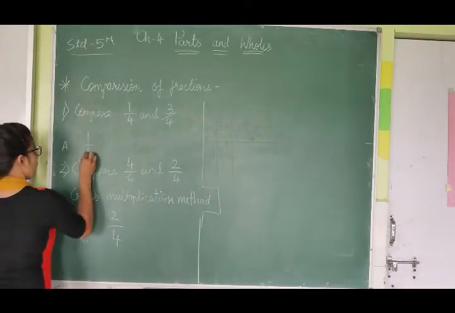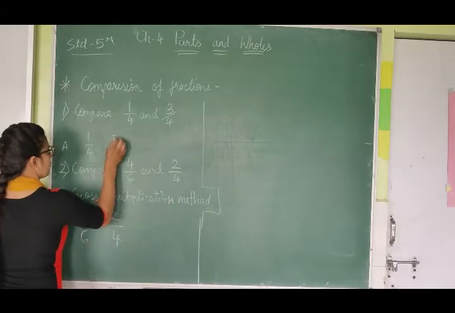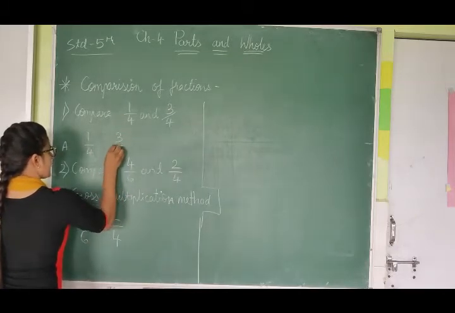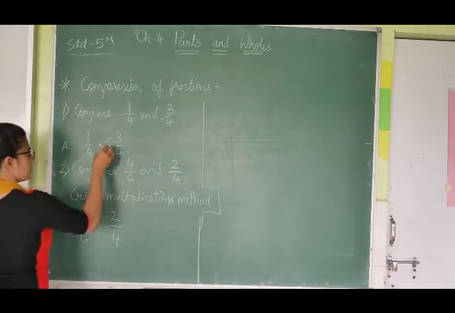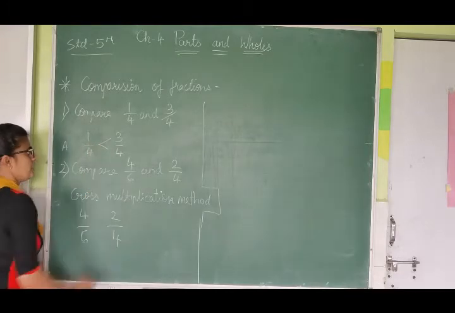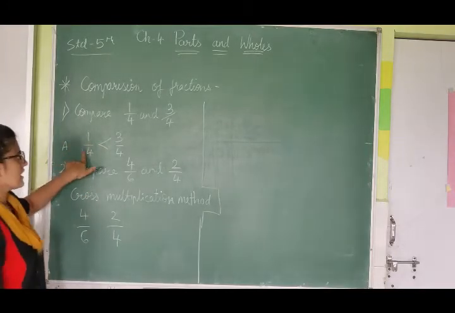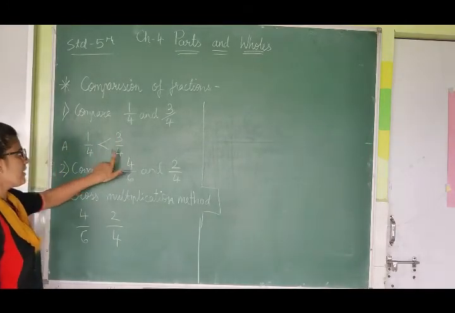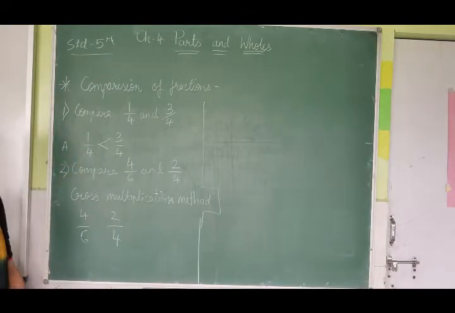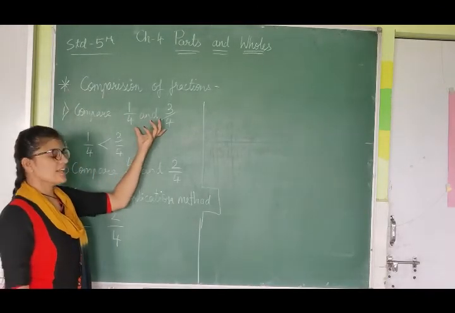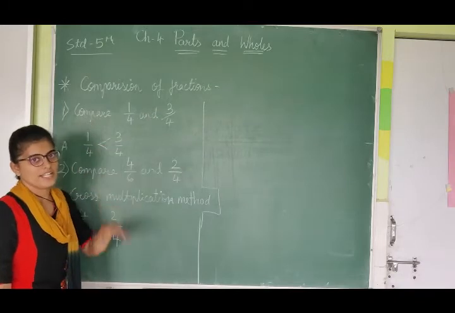So 1 by 4 and 3 by 4. This is greater, so we will put a less than sign over here. That means that 1 by 4 is lesser than 3 by 4 and 3 by 4 is greater than 1 by 4. So when the denominators are the same, then comparison is very easy.